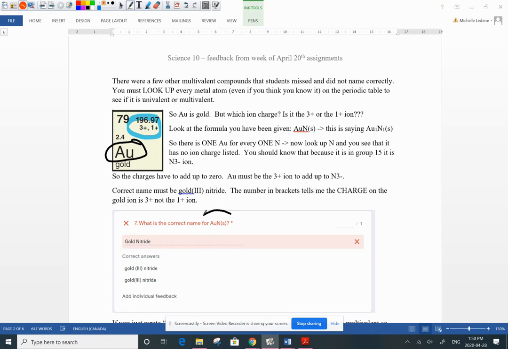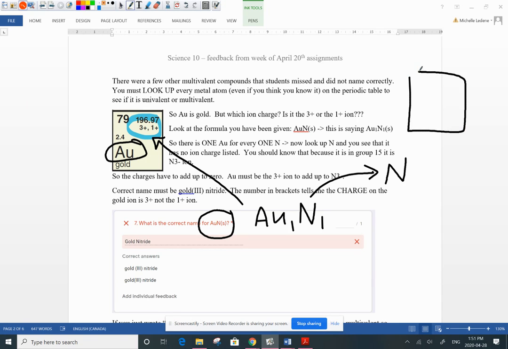So here's the next. We got AuN. So how many Au are there? Well, there's one Au and there's one N. So we got to look up the N and find him, the nitride ion, and then decide which of these two charges it is. Well, when we go and look up nitrogen, we see that he is in group 15. And as we're looking him up, we see N, nitrogen, and it does not tell us what the charge is on the periodic table. It just has a little blank there.